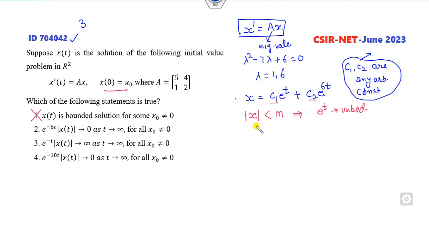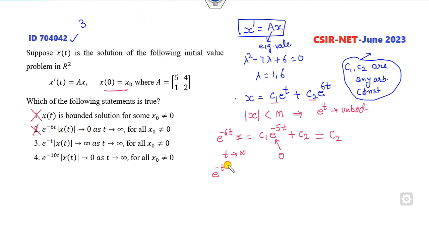Look at the next option, e raised to power minus 6t times x. If you multiply this out, it will give you e raised to power minus 5t plus C2. It says that as t approaches infinity, it goes to 0. Generally the student may think so. Look at that. When t approaches infinity, this part goes to 0, but we will get C2. C2 may or may not be 0. So this does not always go to 0.